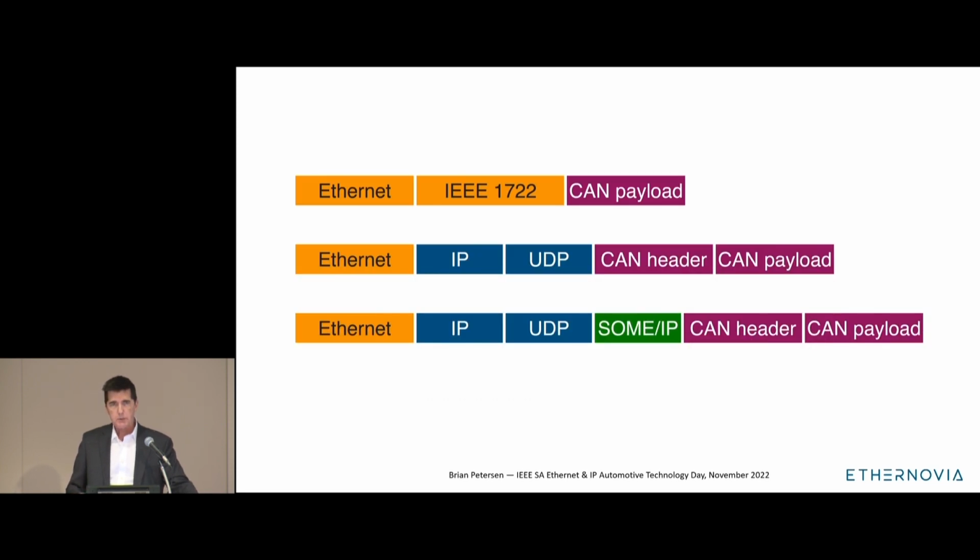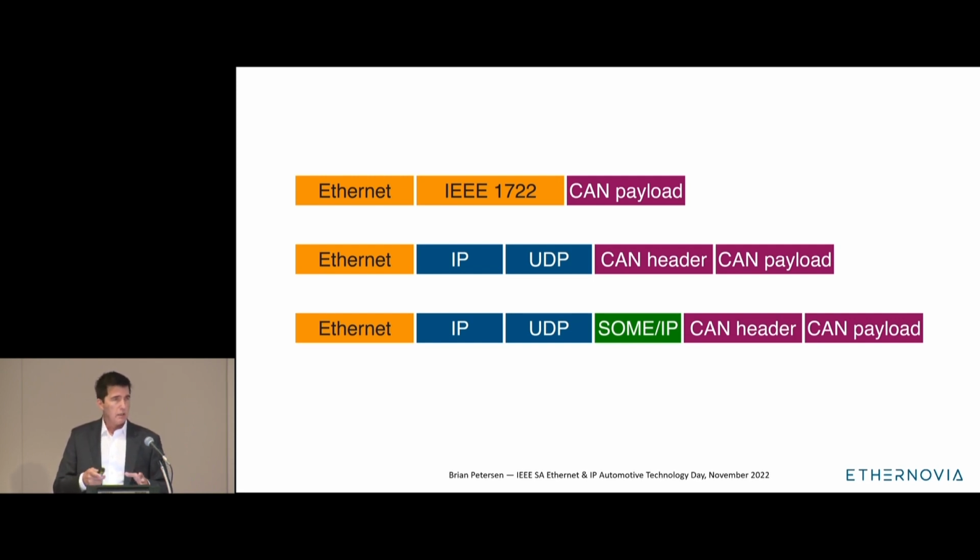Now, we have a lot of options when it comes to encapsulating these CAN packets. One option is 1722, where we can take the CAN header fields and map them to 1722 header fields. And then the CAN payload is conveyed as opaque data. Another option is to convey the entire CAN packet, the header and the payload, as opaque data. And we can do this over UDP, and we can add a sum-IP layer if we so choose.